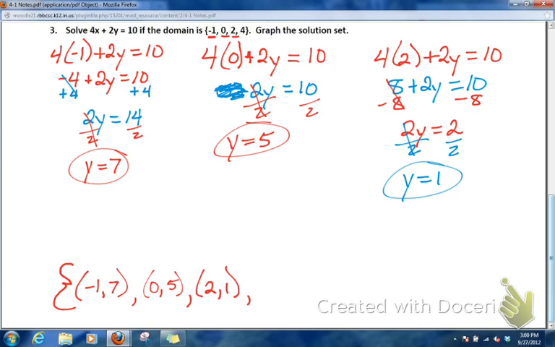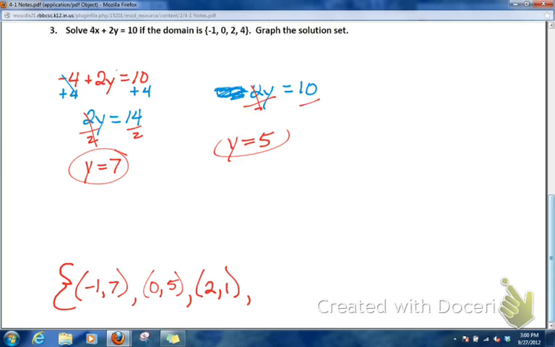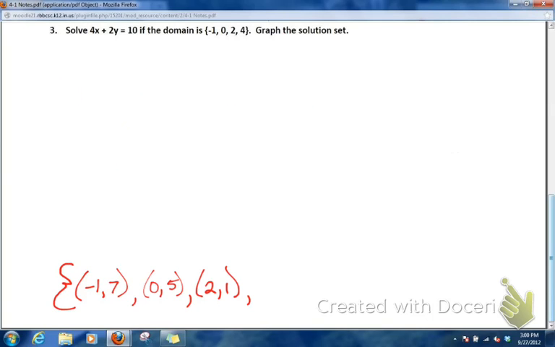And one more, and we'll be almost done with this problem. I'm going to have to erase now to make some room here. So there's our first 3 ordered pairs: -1, 7, 0, 5, and 2, 1. So let me erase some of this to create some room. And our last equation, the x is 4. So I'm going to say 4 times 4 plus 2y equals 10. 4 times 4 is 16 plus 2y equals 10.